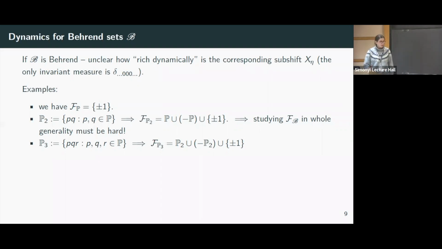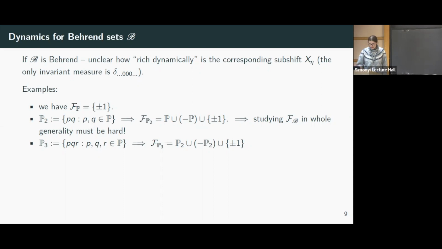First of all, if B is Barron, it's kind of unclear how rich dynamically the corresponding subshift is. The main tool I will be playing with later on are invariant measures, and here there is just one measure, the Dirac measure at the all-zero sequence. So we lose all nice dynamical tools right away. So what about examples of Barron sets?